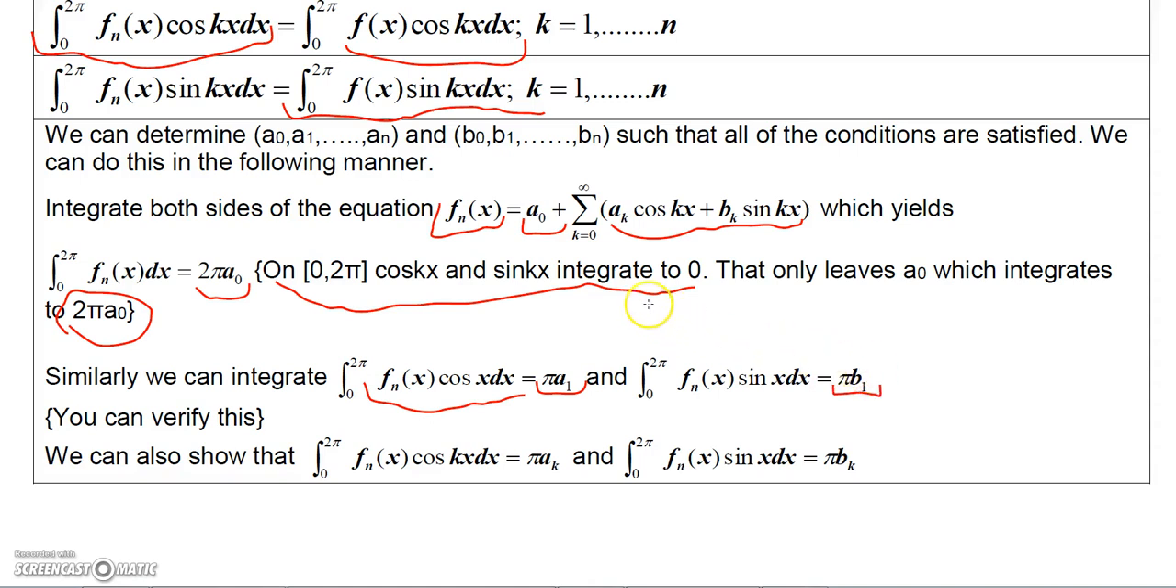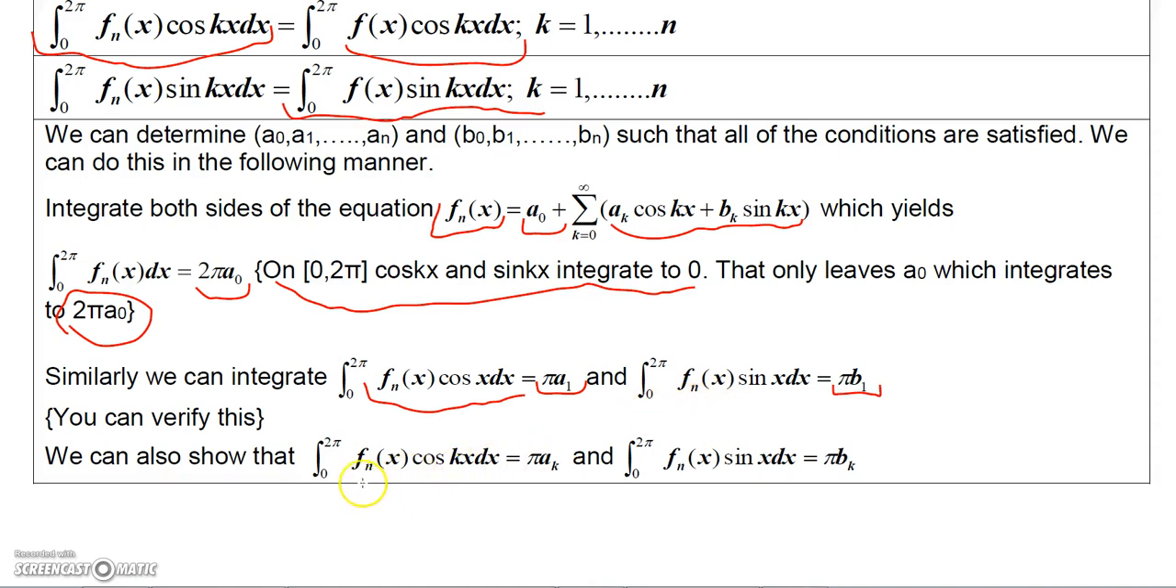Now I'll leave you to verify these, but if you do this for a few terms of f_n(x), you'll see that, again, all we're going to end up with is the pi a1 and the pi b1 here.